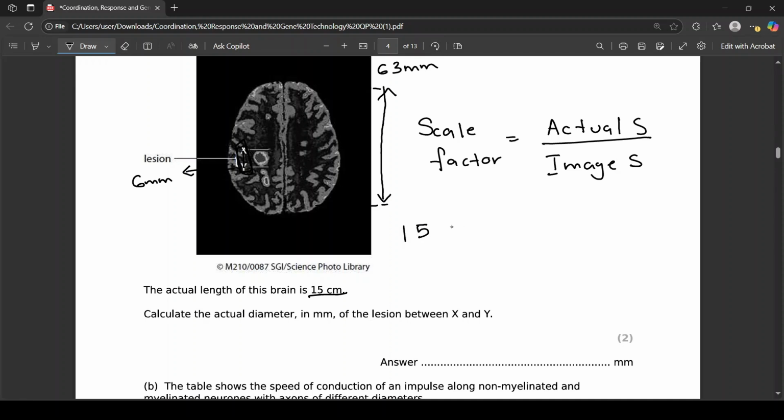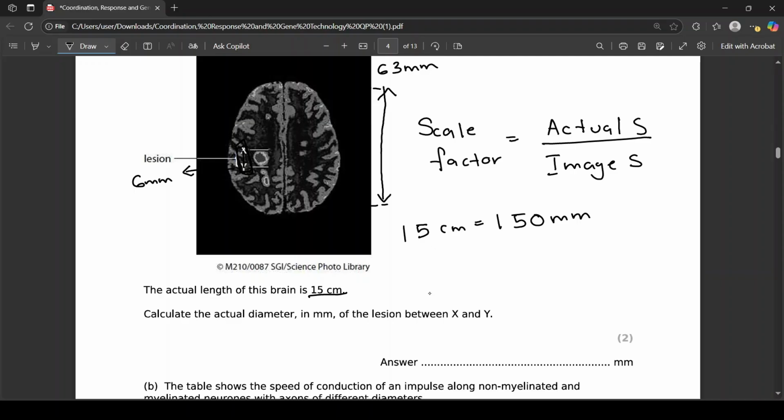This gives us 15 centimeter equals 150 mm. Now we have converted all the units to the same. Now we can do this maths very easily.